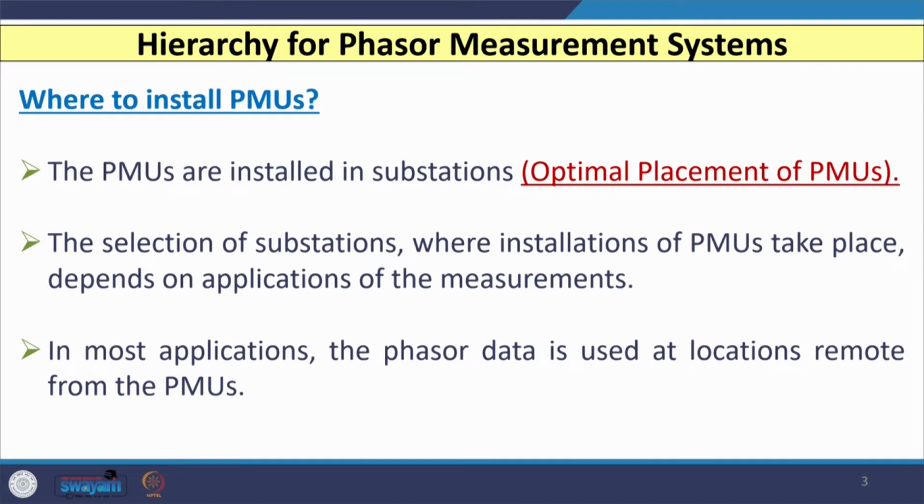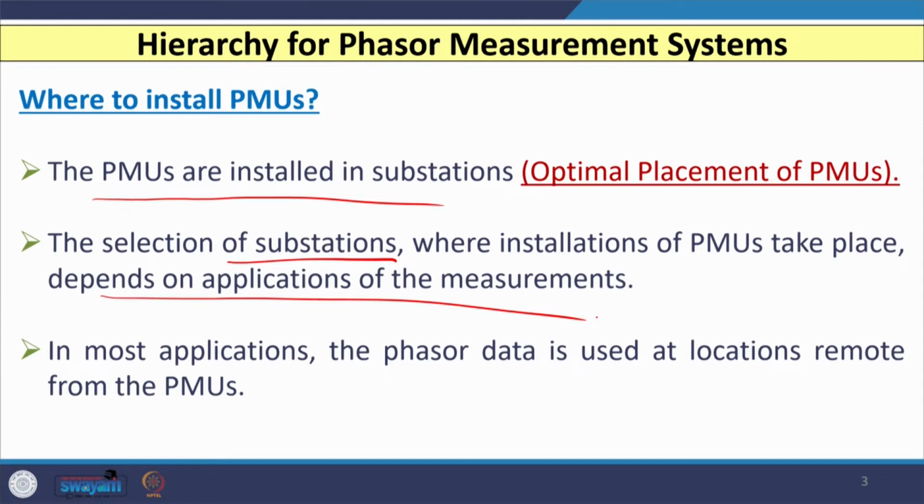Now, let us see the hierarchy of phasor measurement systems. The first question is, where to install the phasor measurement units or devices. Normally the PMUs are installed in substations. However, it is not possible to install PMUs at all the substations. So the selection of substations where PMUs can be installed depends on the application of the measurement. For what purpose are we implementing the PMUs: a postmortem analysis, or to know the state of the system.